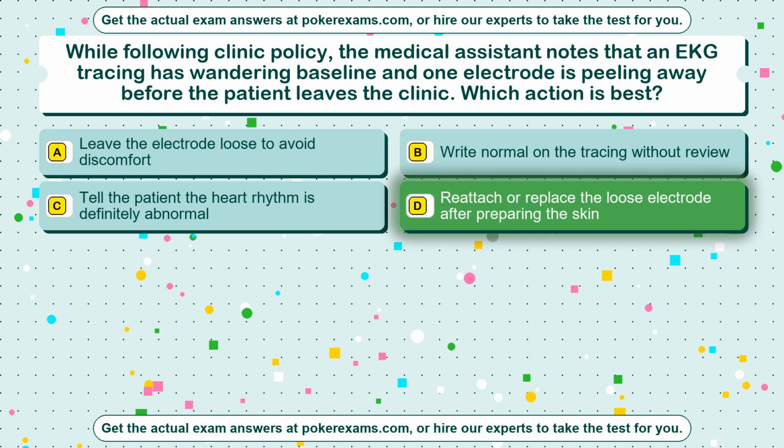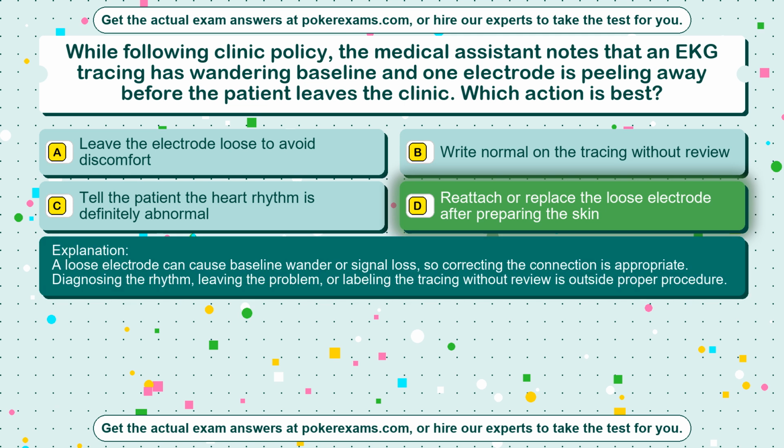The correct answer is option D. Reattach or replace the loose electrode after preparing the skin. A loose electrode can cause baseline wander or signal loss, so correcting the connection is appropriate. Diagnosing the rhythm, leaving the problem, or labeling the tracing without review is outside proper procedure.